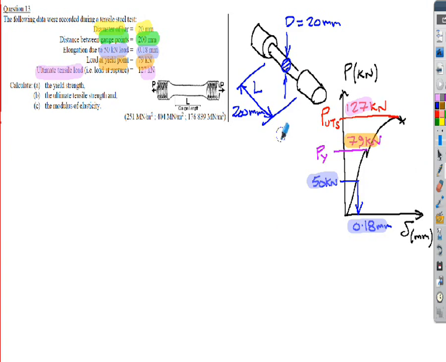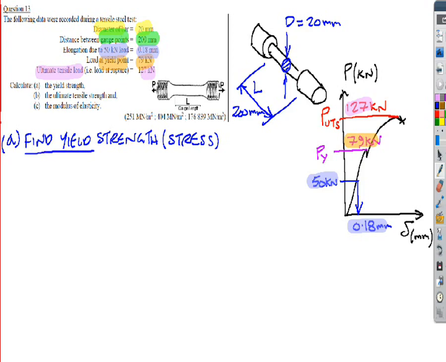So let's have a go at finding parts A, B and C. So part A. We're asked to find the yield strength. So find yield strength. That can also be called the yield stress if you want to also use the word stress. Often strength is used by engineers because strength has a sort of definitive value. Stress can vary, but strength is like one particular value. So yield strength is the stress, if you like, at the yield point. So this yield strength is used, but it can be called yield stress if you want to.